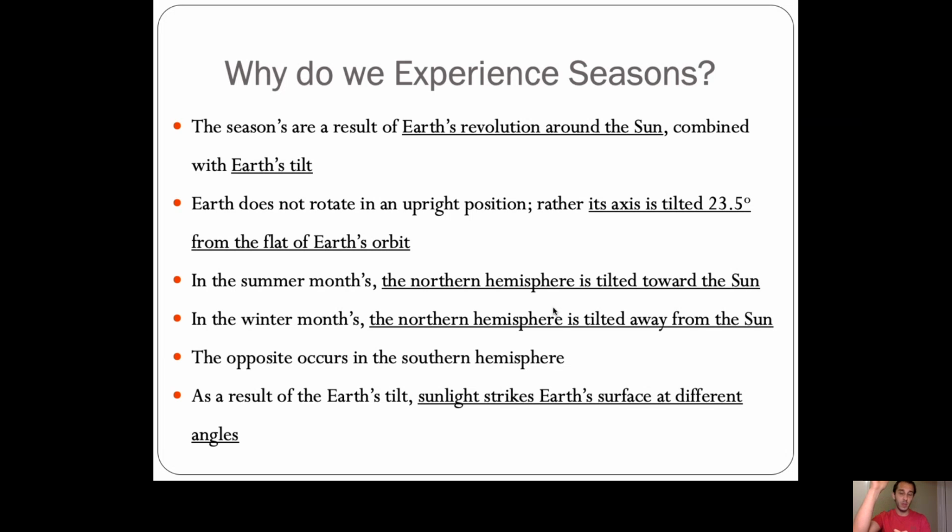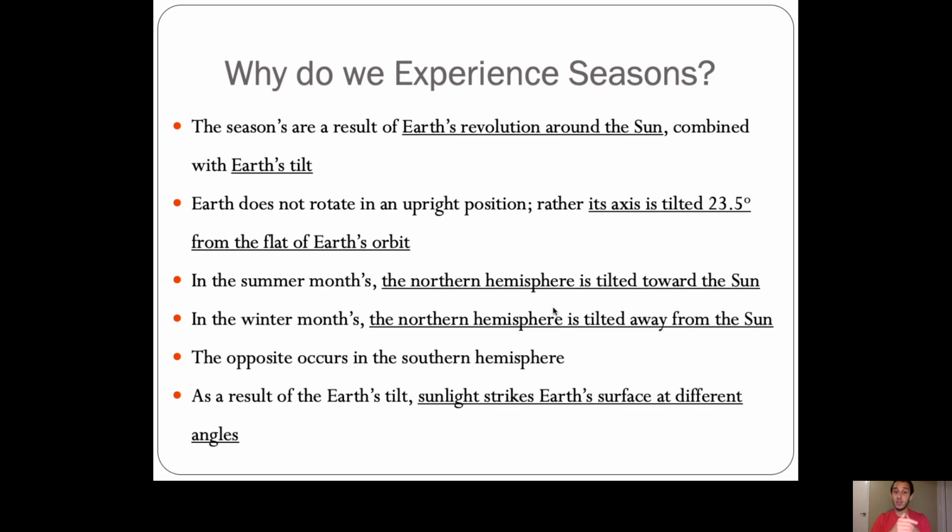We know there's a North Pole and a South Pole on Earth, and normally we think about north and south as north at the top, south at the bottom. But in fact, our Earth has a 23.5 degree tilt. In the summer months, June, July, August, the northern hemisphere, the hemisphere that we're in, is tilted toward the sun. In the winter months, that tilt causes us to be tilted away from the sun.